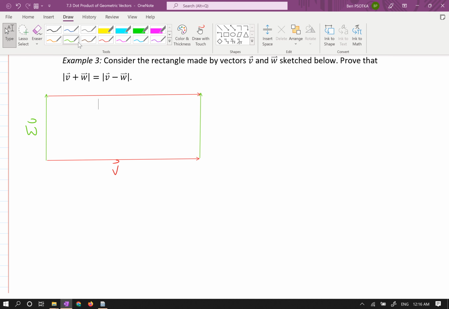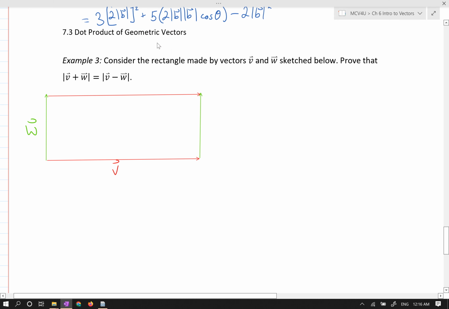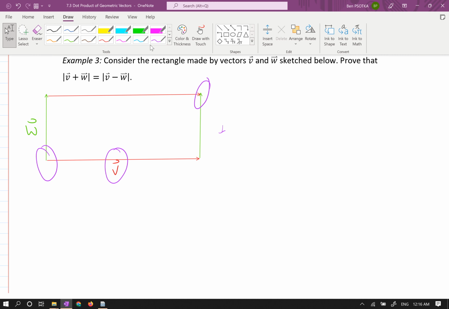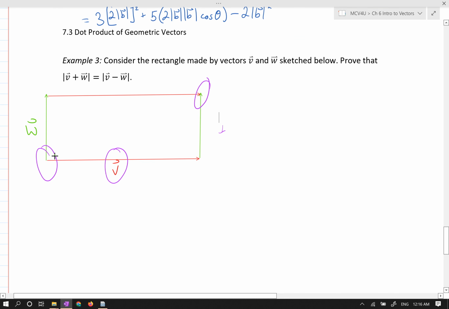If I'm working with v plus w, then what I'm really looking at in here is v plus w. Let's say I start here, then my resultant vector would end there. I'm looking at something like this. That's a resultant vector of v plus w. Fantastic. Okay, well, what I'm looking for as well is the vector v minus w.